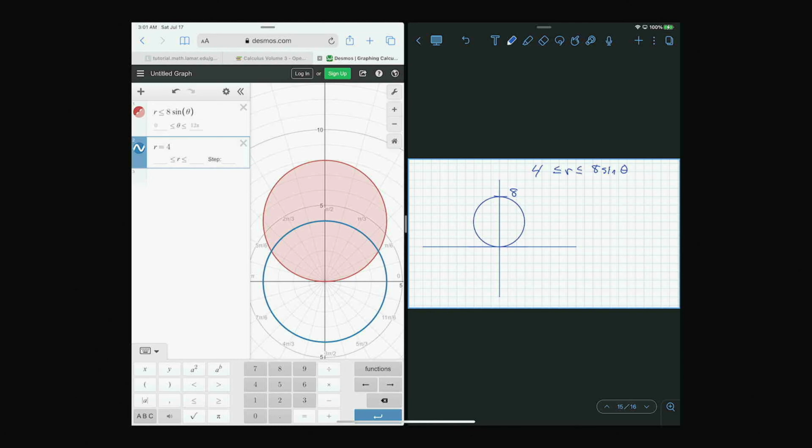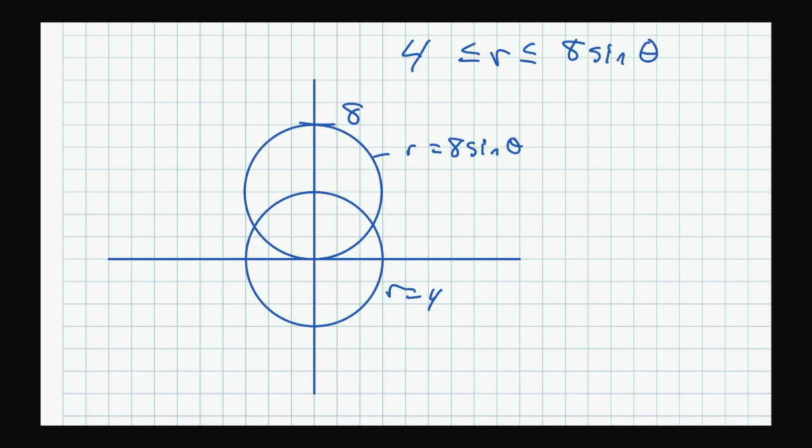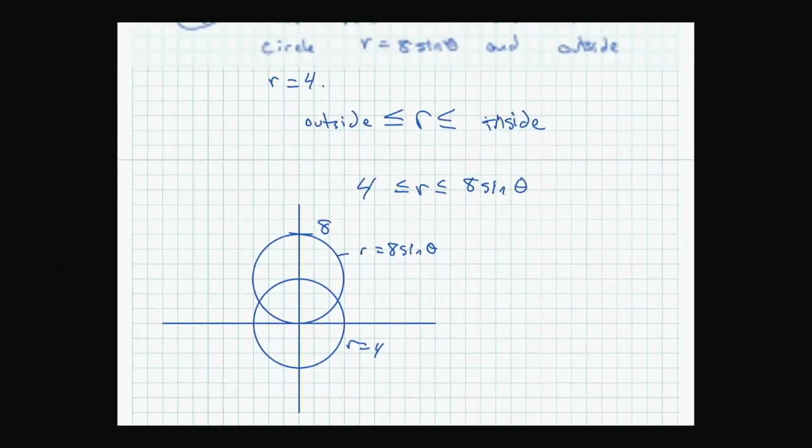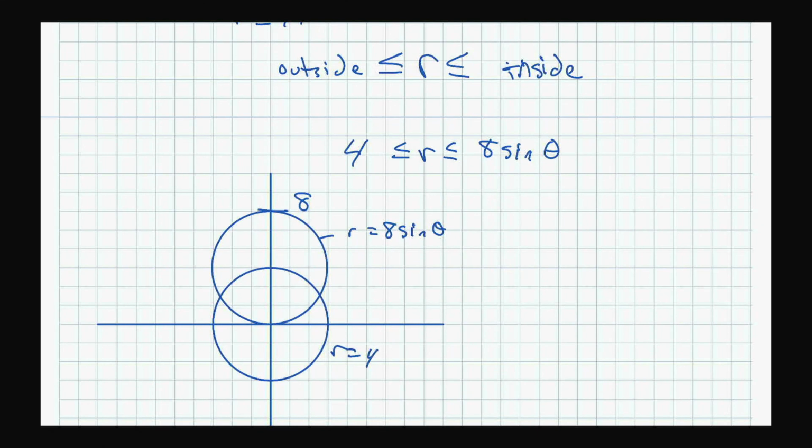Okay, so right, this is r equals 4 right here. Now this is the circle r equals 8 sine theta. So this is the picture, but it's supposed to be outside of this one, but inside of this one. So the area that they want is this area. And so in order to do this, the tricky part is you got to figure out what thetas you have to use.